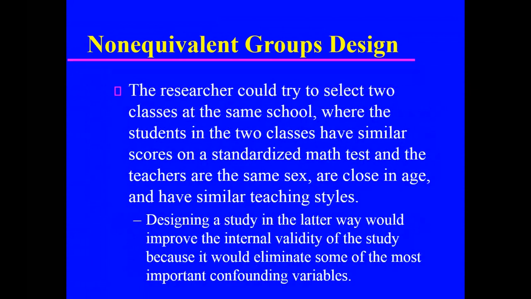Well, the researcher could select two classes in the same school where the students in the two classes have similar scores on the math test. The teachers will probably have to be very similar, close in age, to have a similar teaching style.